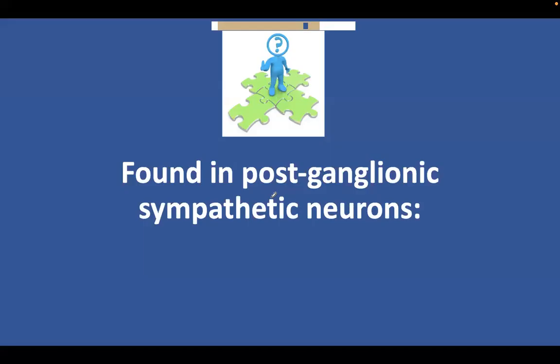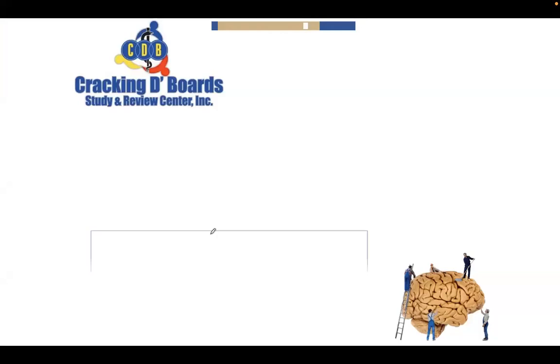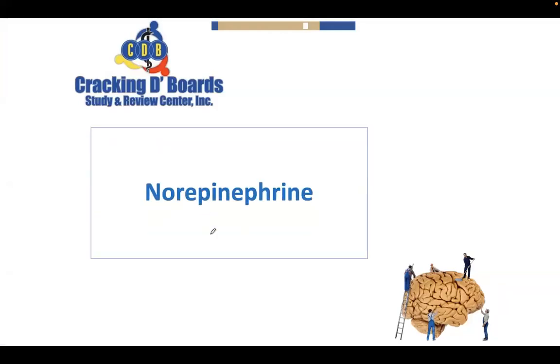Now, what neurotransmitter is found in the postganglionic sympathetic neurons? So this is, of course, norepinephrine.